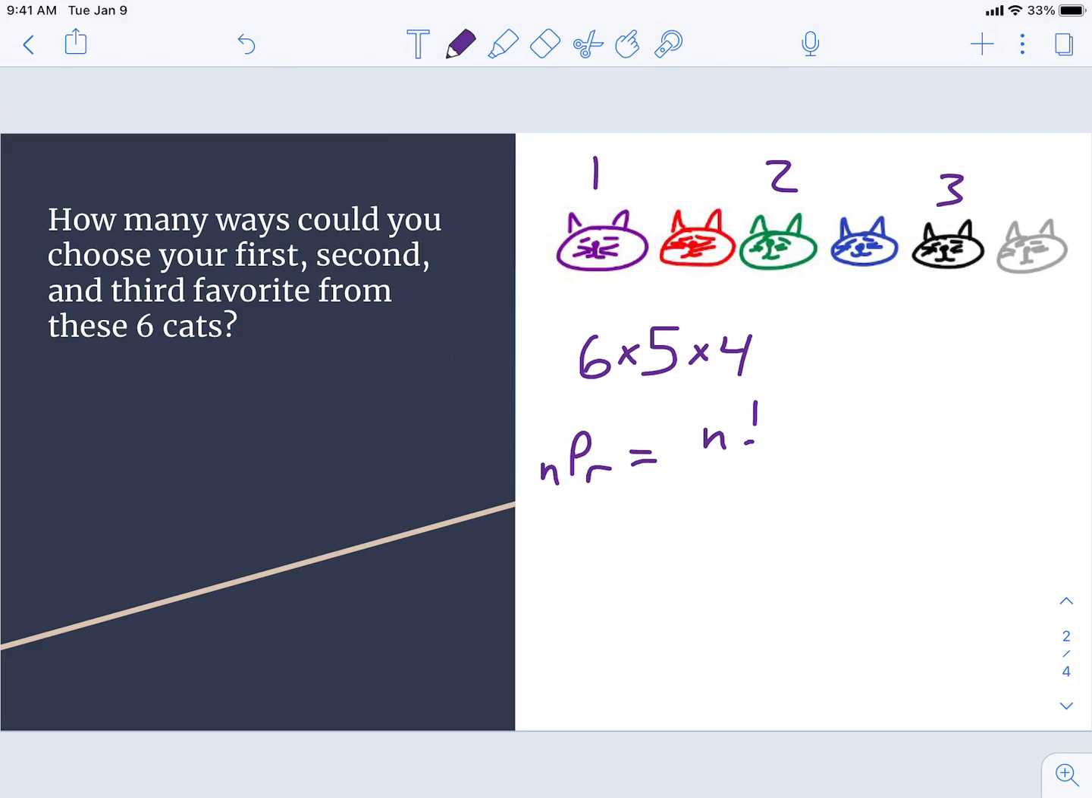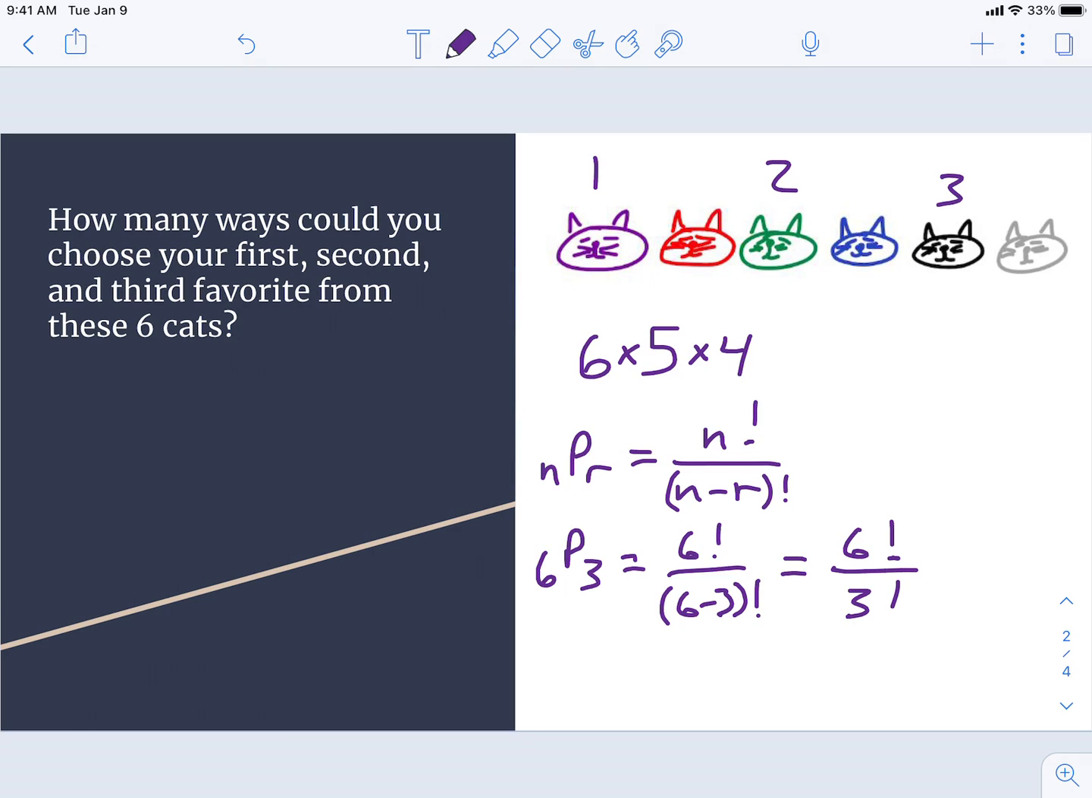nPr is going to be equal to n factorial over (n minus r) factorial. So in this case, it would be 6P4, which would be 6 factorial over 6, that should be 3, minus 3 factorial. So 6P3, because we're choosing 3, and order matters. All right, so that would simplify to 6 factorial over 6 minus 3, which is 3, so 3 factorial.